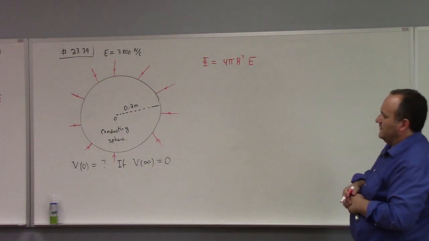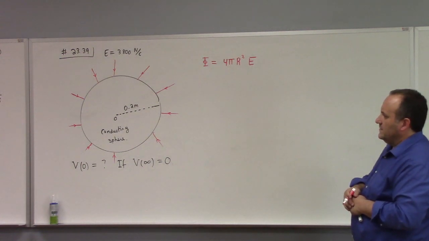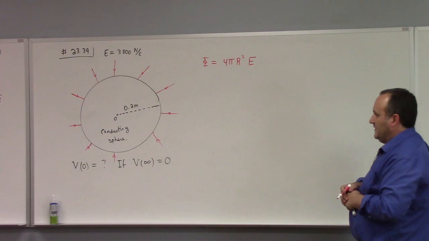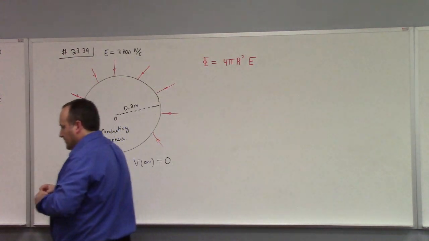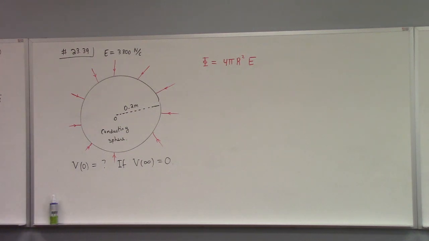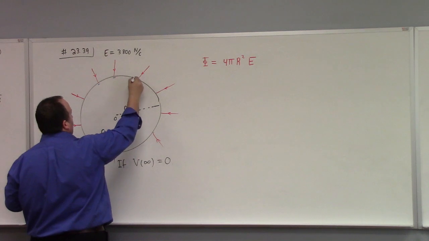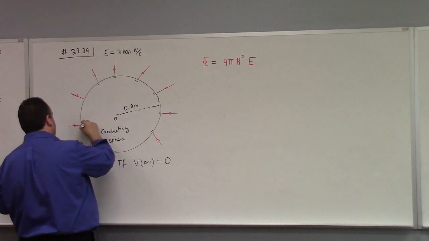And why is there electric field coming into the sphere like that? Where is the charge? Well, there has to be negative charge at the edge of the sphere, right? There has to be negative charge like here.